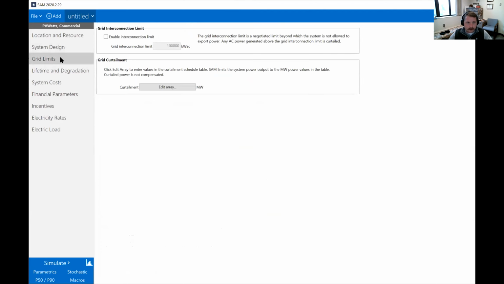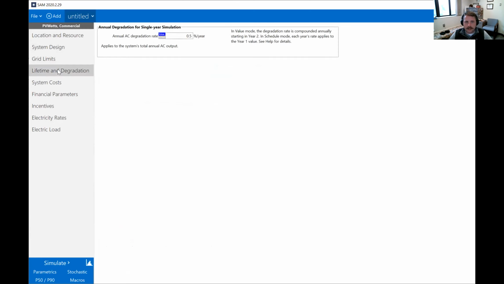The grid limits have to do with whether you have rules within your state about curtailment and certain grid limits. We don't have anything in most states that we talk about, so we're just going to take that off, not mess with it, and leave it as its default.